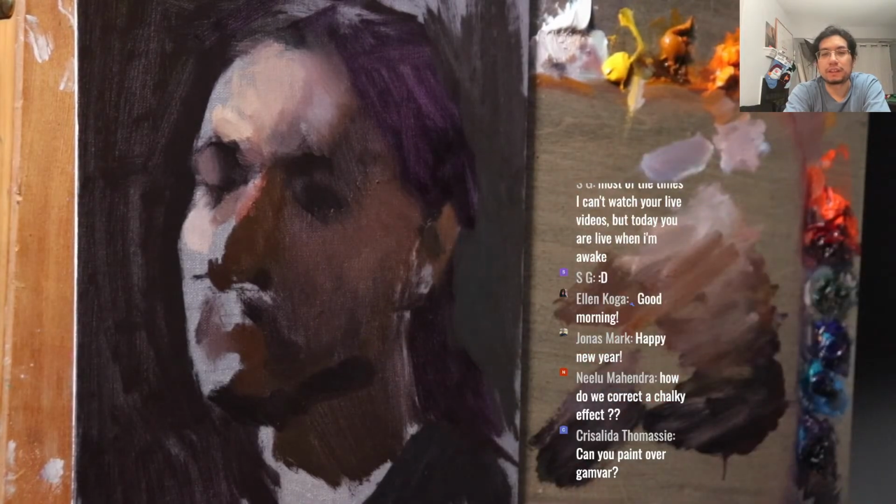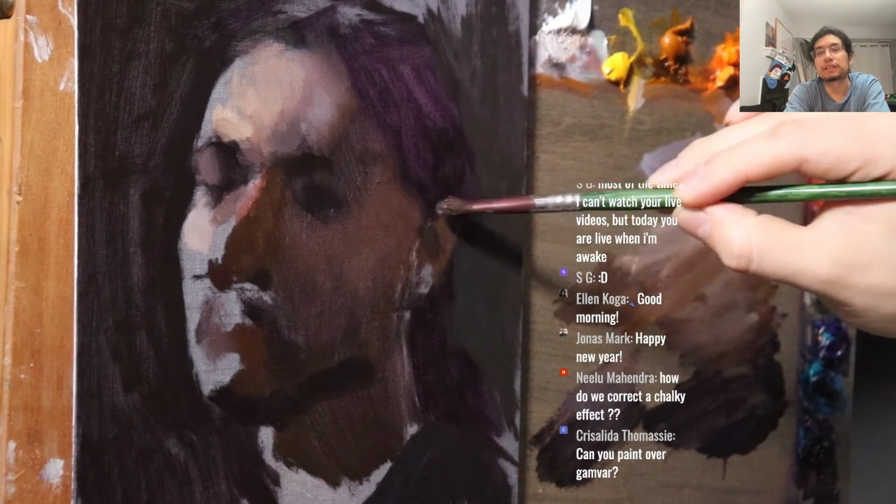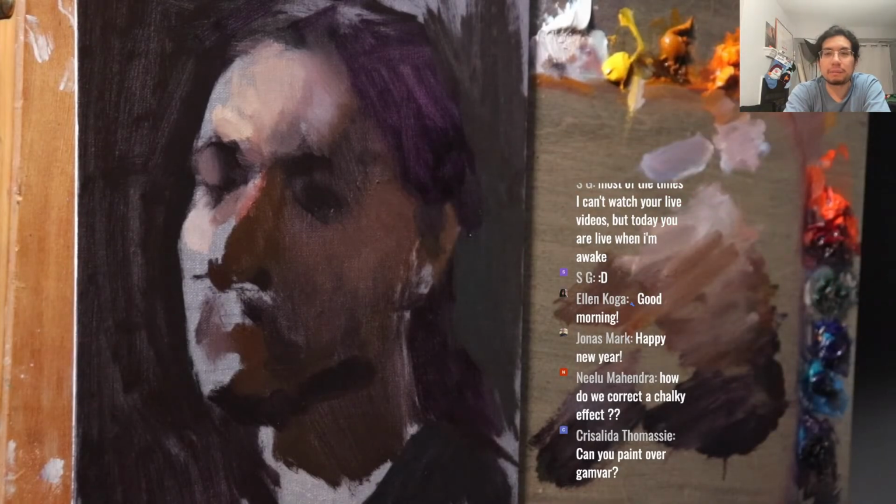To get rid of the chalkiness, maybe yellow ochre won't help you, burnt sienna won't help you as much unless you use a lot of it. But something like a cadmium orange will probably get you out of a chalky effect. Something more saturated, something more chromatic.